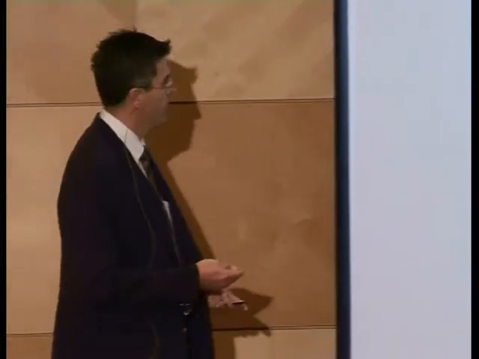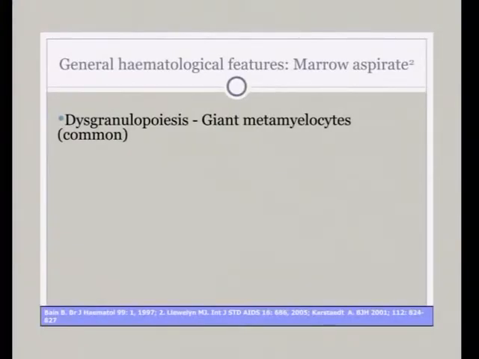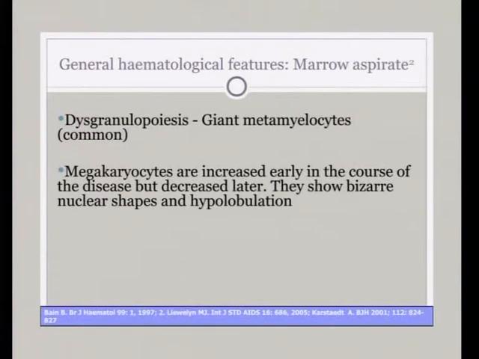And what we mean by megaloblasts, they are large, they have an immature nucleus with cytoplasm that's mature. So there's asynchrony between the maturation of the nucleus that's delayed and the cytoplasm that's actually mature. And that is typically what we see in megaloblastic anemia. And then there is dysgranulopoiesis, where the granulocytic series is abnormal, with giant metamyelocytes that are common. The megakaryocytes are increased in the early course of the disease. Later on, we see decreased numbers of megakaryocytes. And they also show bizarre nuclear configuration, often hypolobated, small dysplastic forms.